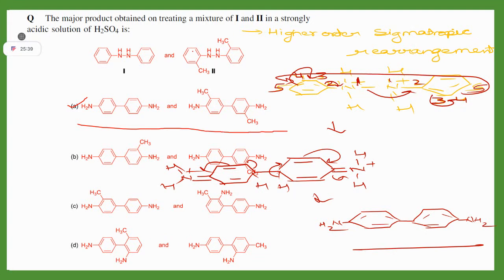This product, you can draw at your home. Just draw its 5 sigmatropic rearrangement, and you will get this structure in the same manner, right? So let's go ahead.